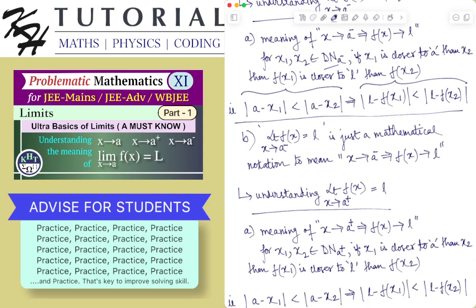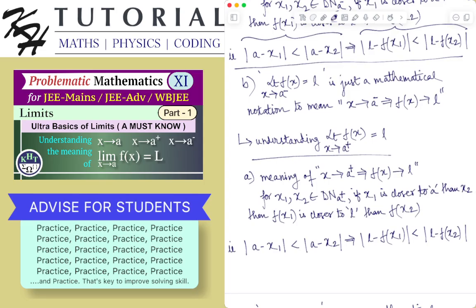Now again, this thing, the limit of f(x) when x tends to a minus is equal to l, is just a short form, or mathematical symbolic form, to mean that when x is tending to a minus, it implies that the value of f(x) is tending to l. The same thing applies for the limit of f(x) when x tends to a plus is equal to l.